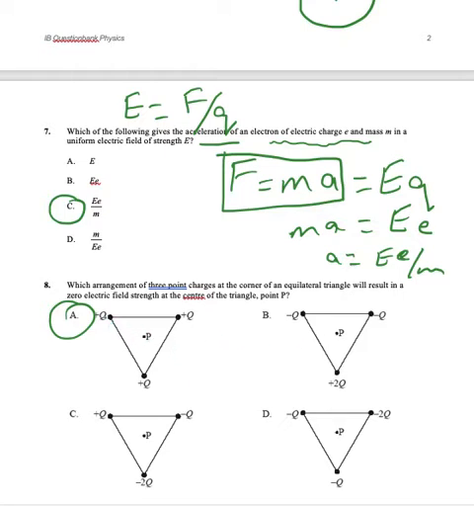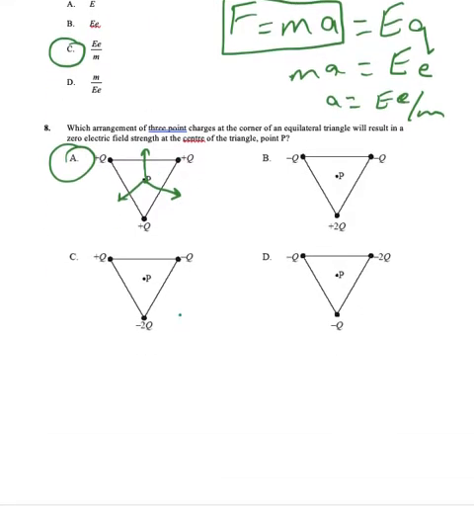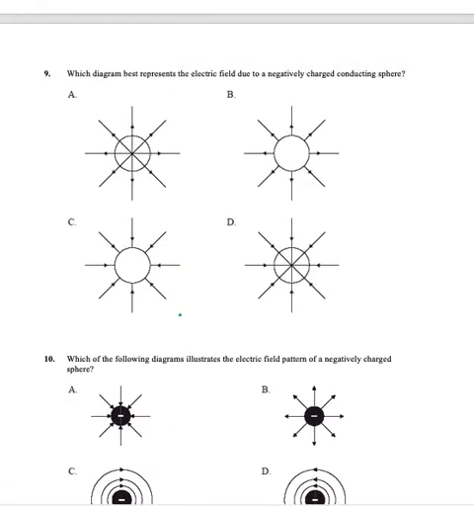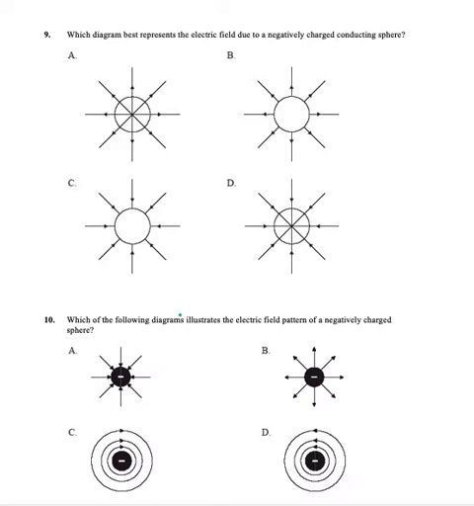To be specific, that one would exert that field, this corner would exert that field, and this corner would exert that field on a positive test charge here. If these magnitudes are equal and they're 180 degrees apart, they add up to 0. Number 9 and 10 are basically the same question. They're asking you to answer very similar things.